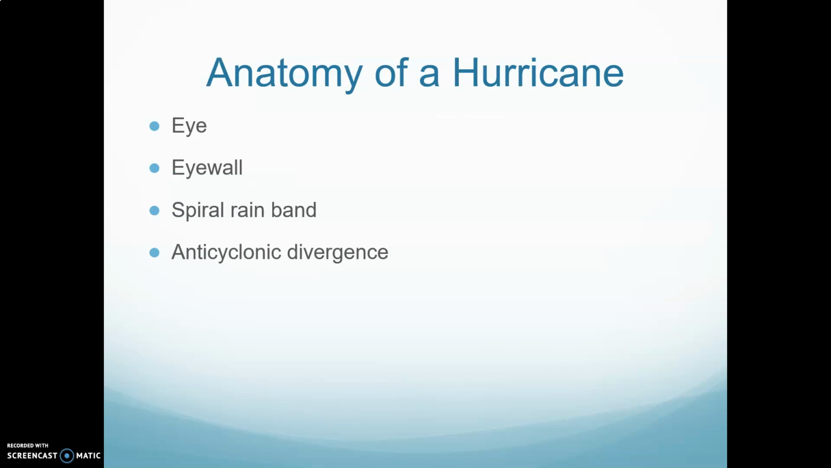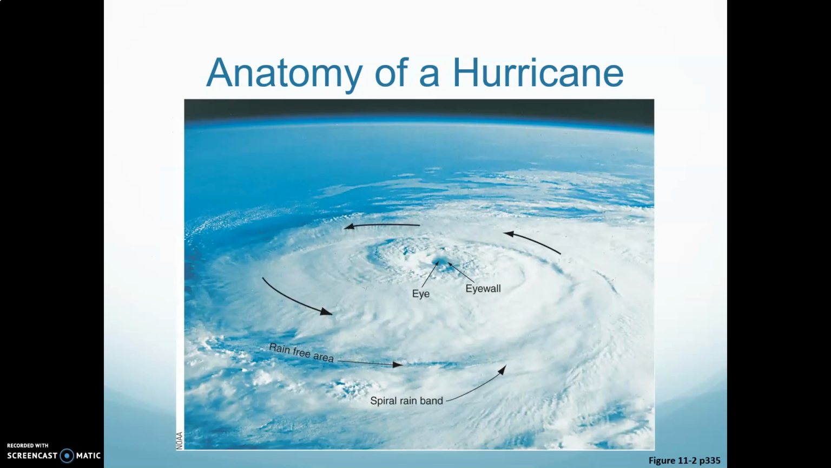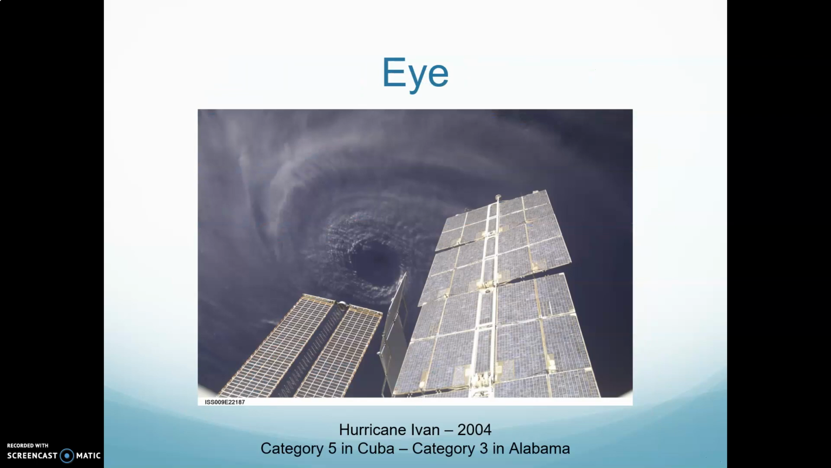So we've kind of touched on these already. These are the four main parts of a hurricane. You have the eye, the eye wall, the rain bands, and the cap, which is the anticyclonic divergence. And of course, you can see them all. The eye is the very center where there's a high pressure with sinking air. The eye wall, which is just around the eye, is where you have the most intense winds. And then you have the spiral rain bands that come all the way around. Then you have the anticyclonic divergence. You can't see it very well in this picture, but I will show you in just a second.